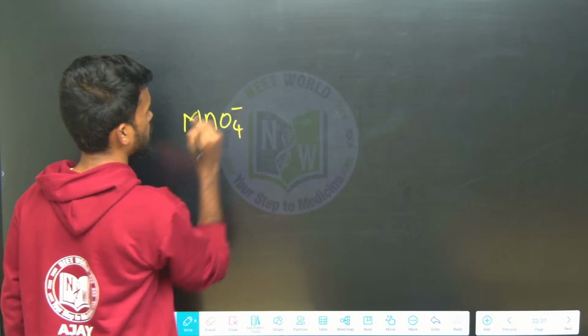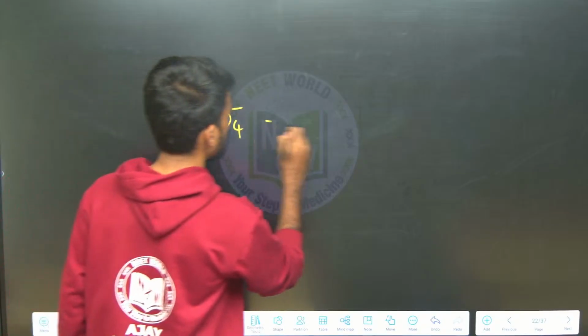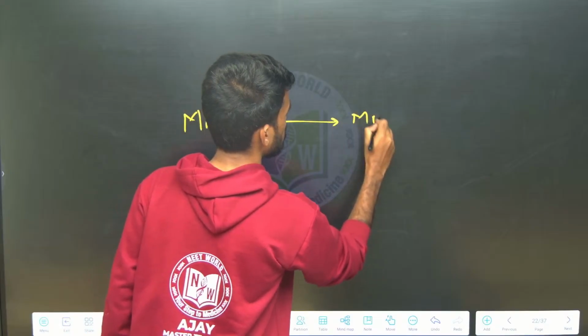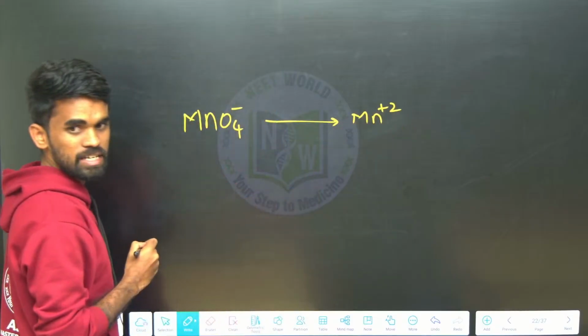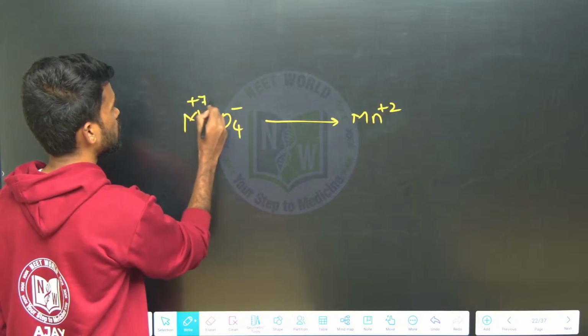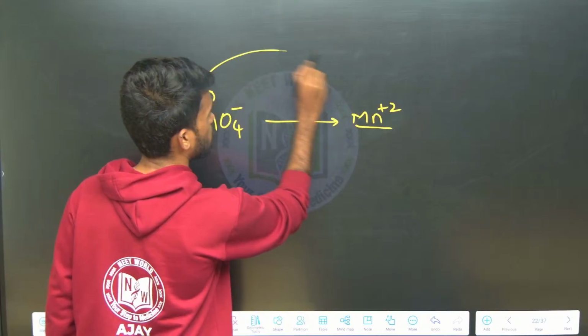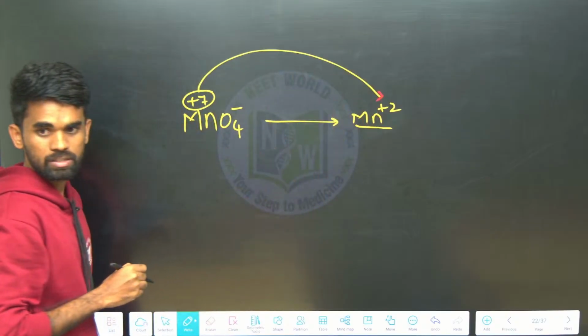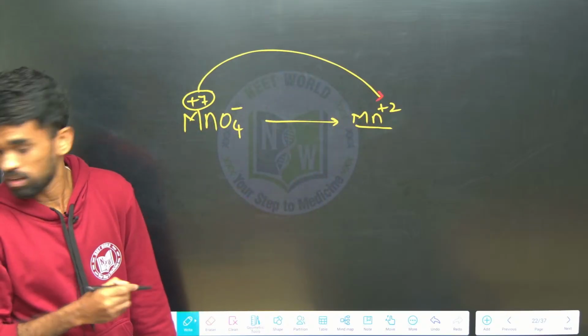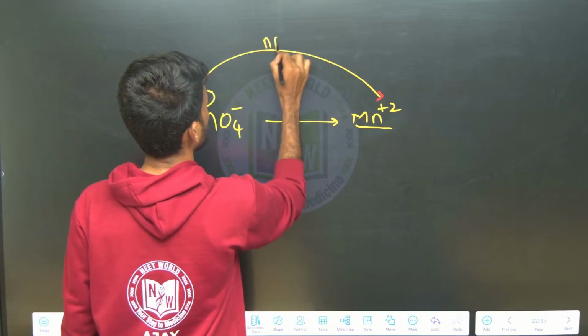For example here, KMnO4 is there. I am taking this permanganate ion, converting into Mn plus 2. So what is the change in oxidation state? Plus 7 here for manganese, converting into plus 2. It means how many electrons gained or lost? Gained. How many? 5 electrons. So its n factor for this process will be 5.